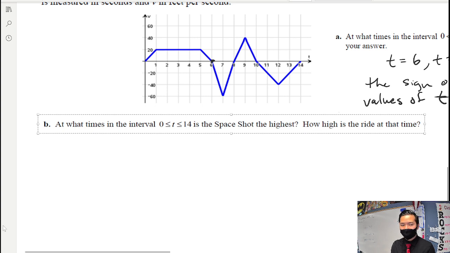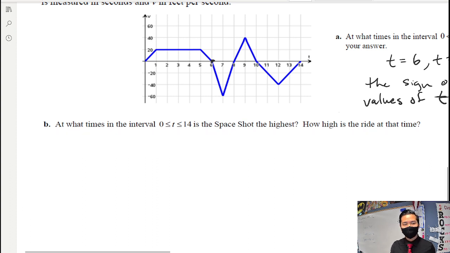And remember, we talked about this before. Highest happens at the critical points, yeah? So, critical points are where in this case? 6, 8, and 10. 9 and 7 are the fastest in one direction and the fastest in the other direction. Remember, this is a graph of velocity, yeah?